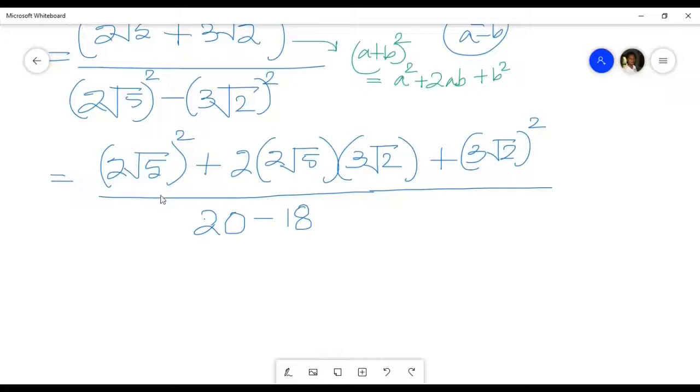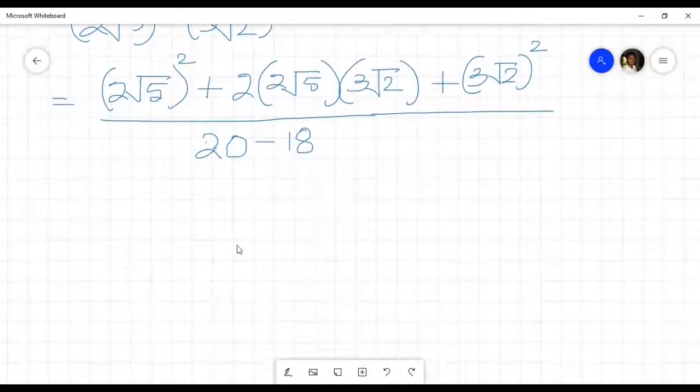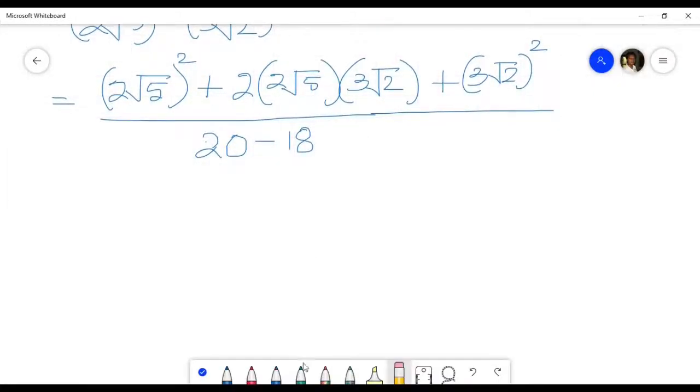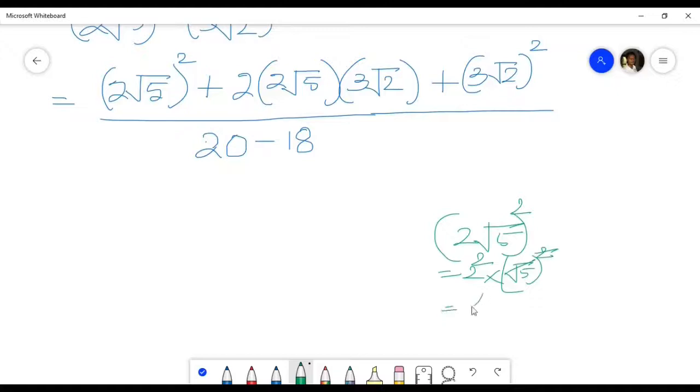Let's solve the first term of the numerator, just like how I made you understand how to solve the denominator. Let me also explain to you term by term to solve the numerator. 2 root 5 whole square, that square is for both the terms. 2 square into root 5 whole square, square and square root cancels, leaving it as 4 into 5, which is 20. So the value for 2 root 5 whole square is 20.